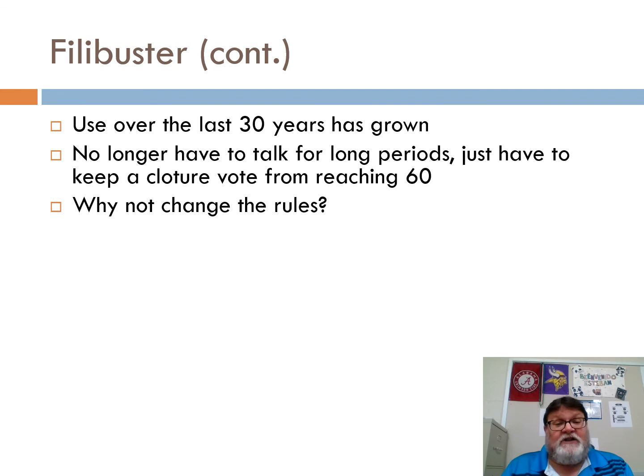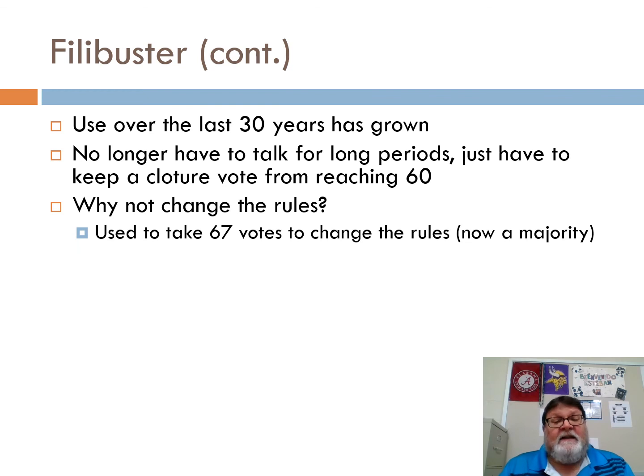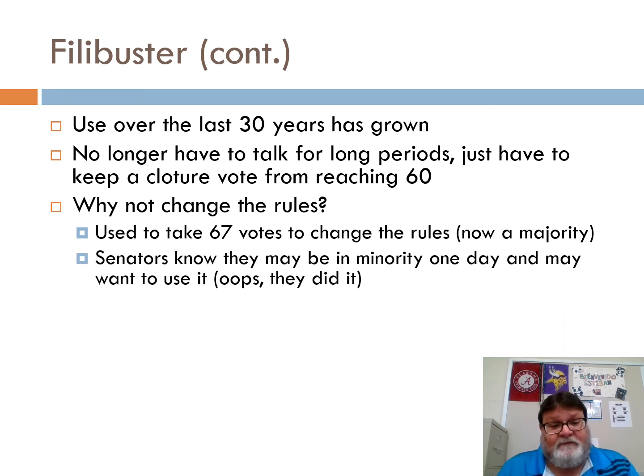So we get to this question, why not change the rules? Because this is a Senate rule. It's not in the Constitution or anything. Each house can set their own rules, and the Senate has this rule, and it's actually an important rule that they put in place. It used to take 67 votes to change the rules. That was done away with in about 2014, when the Senate Democratic majority decided we're going to do this by majority rule, and so now it only takes a majority to change the rules, and then they changed the rules. The reason that it used to be that way is senators knew that they may be in the minority one day and may want to use the filibuster, but they did it.